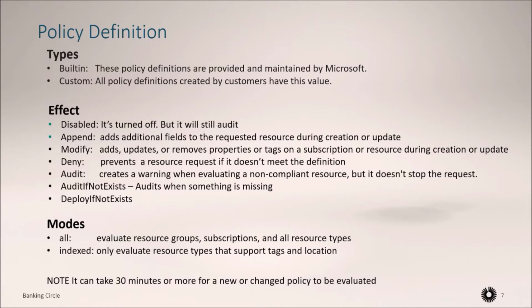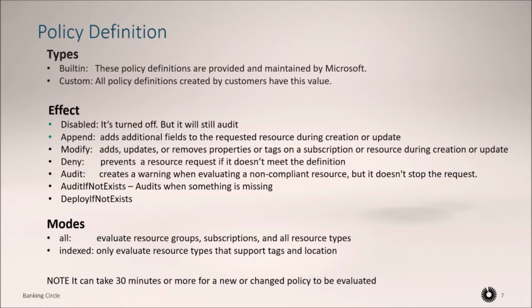So we have disabled. It's turned off, but it will still audit even when it's disabled. We have append, so we can append missing information or fields to the resource, like appending a tag from a resource group to your new resource. Modify, to change an existing deployment to fit the rules specified. And again, we can use this on things like tags. Deny, we've already talked about that. Stop the creation of something if the configuration is missing or the configuration is not allowed by your standard.